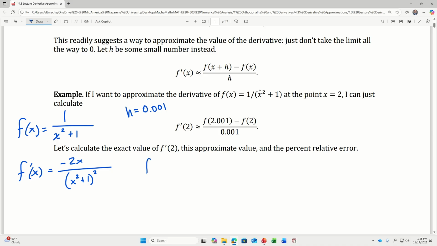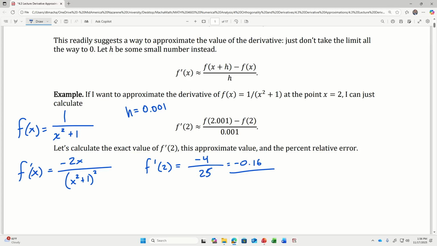And if I want the exact value of f prime of 2, that would be negative 4 over 2 squared plus 1, which is 5. 5 squared is 25. So that's my exact value. Or I could write 0.16. Is that right? Yeah. That's the exact value. What if I do it approximately?